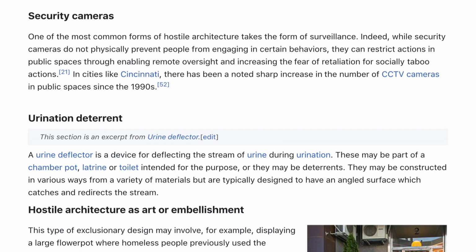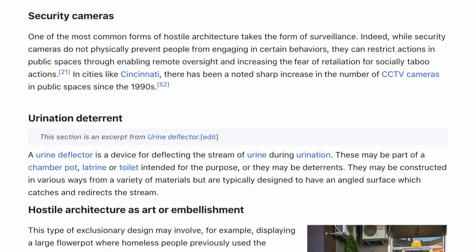Security cameras. One of the most common forms of hostile architecture takes the form of surveillance. Indeed, while security cameras do not physically prevent people from engaging in certain behaviors, they can restrict actions in public spaces through enabling remote oversight and increasing the fear of retaliation for socially taboo actions. In cities like Cincinnati, there has been a noted sharp increase in the number of CCTV cameras in public spaces since the 1990s.